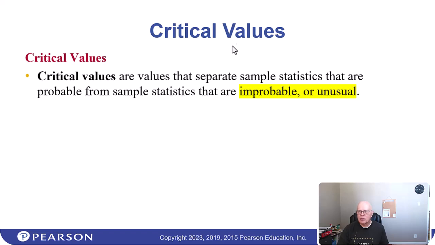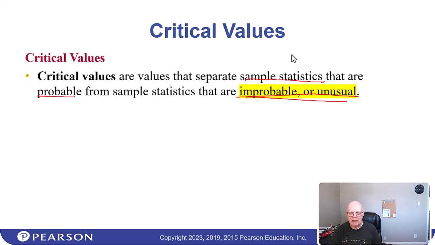Now let's get down to a little bit more of the nitty-gritty on this one. Critical values. This is what separates sample statistics that are probable from those that are improbable or very unusual. What is a typical result? Are you likely to see it, or are you unlikely to see it? Critical values are those cutoff points. So, here's a sneak peek.